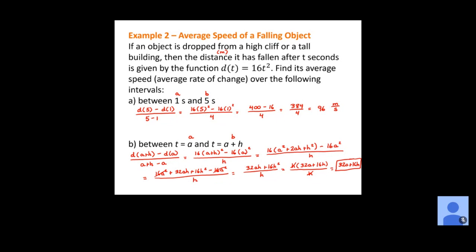Okay, so if I just choose a random A value of, say, 5, and then I want a random B value of 7, I know that the 7 is just 5 plus 2, so I have an H value, I have an A value, and I can plug those in and find the average rate of change between 5 and 7. So by generating a formula like this, it helps us with just being able to calculate any time intervals we want without having to do the process over and over.